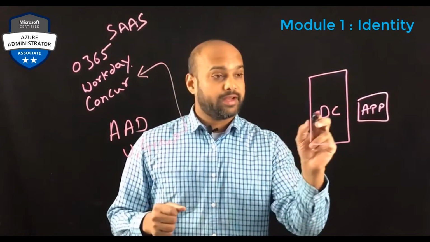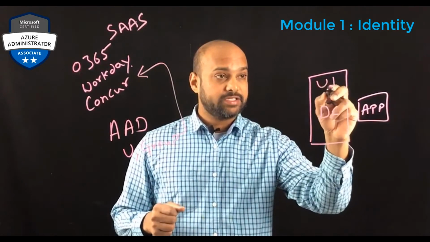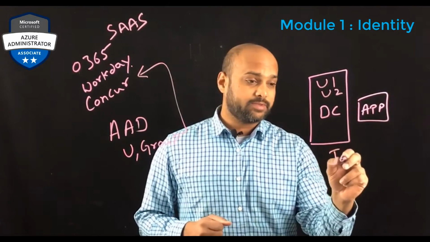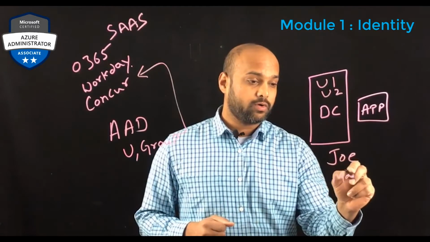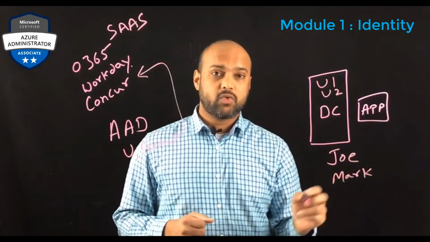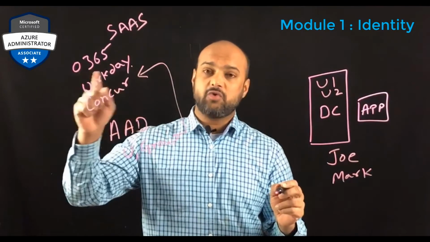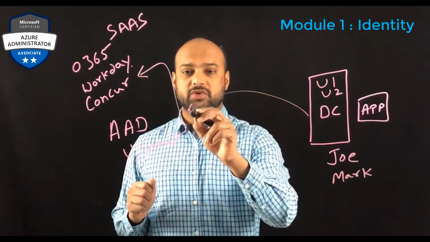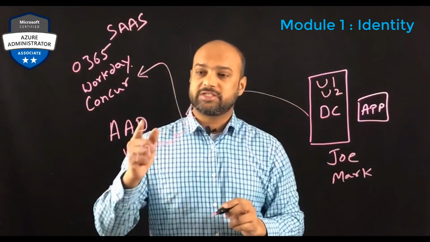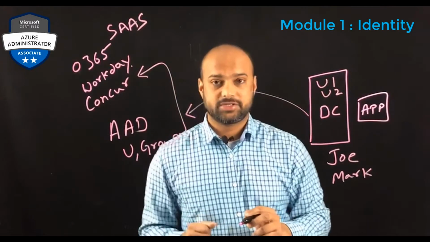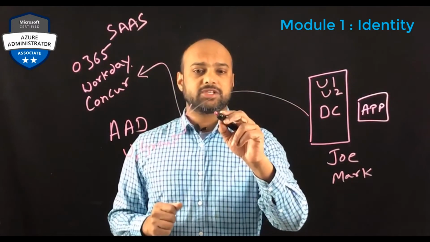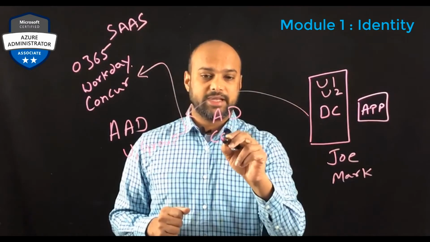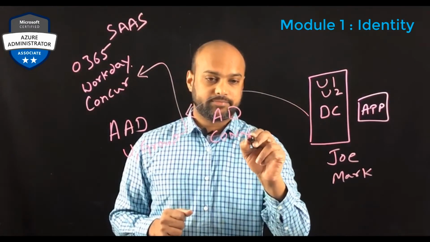Or you can have the existing set of identities. Let's call them user 1, user 2, or rather give them real names. Let's say Joe or Mark, right? You want these users to log into cloud-based applications. Then you need to have some kind of a synchronization method for these users to access their applications. And this synchronization is done with the help of a connector called AD Connect.